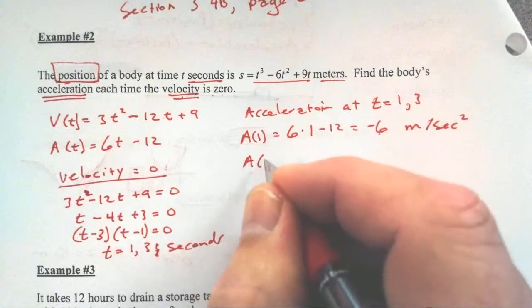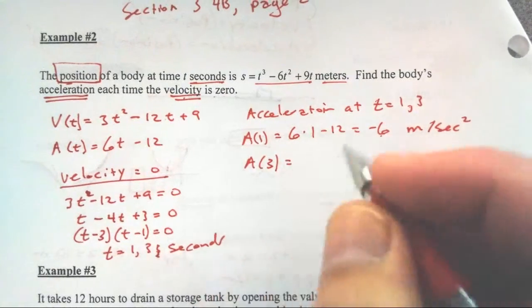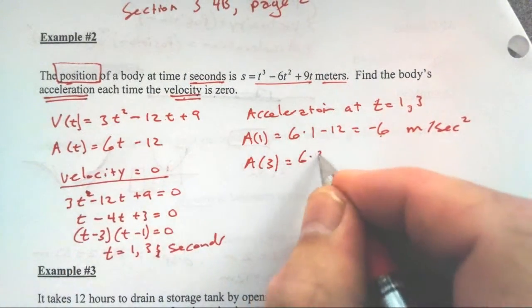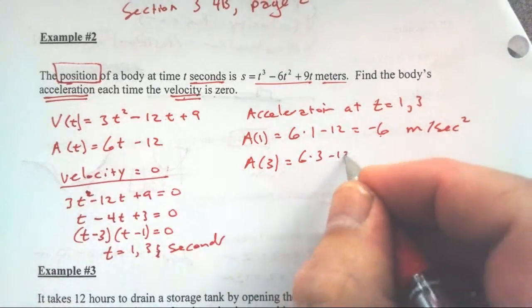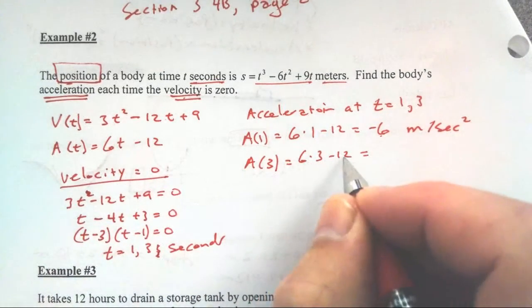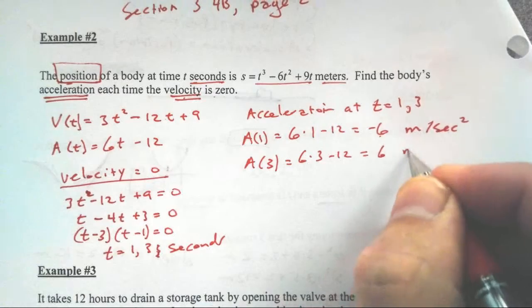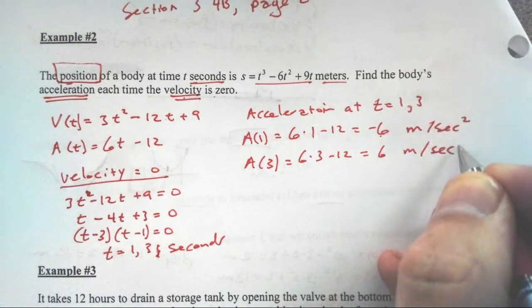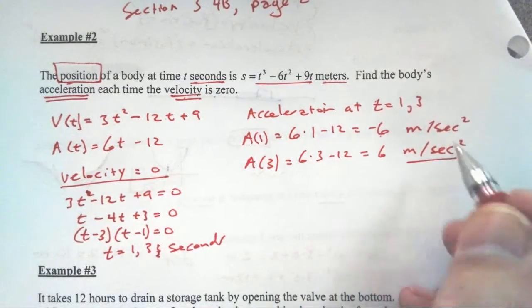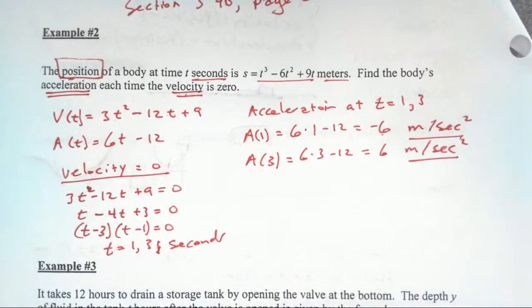And what's my acceleration at time 3? That is 6 times 3 minus 12, or 18 minus 12, 6 meters per second squared. Again, that will be a big issue for us. We've got to label these things correctly.